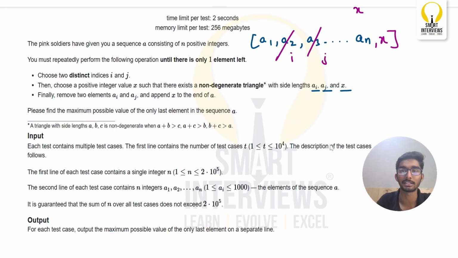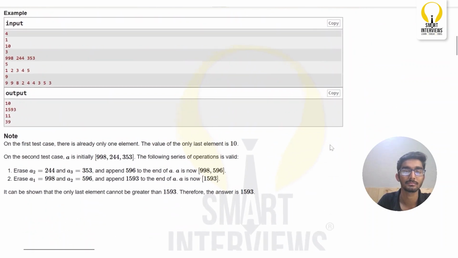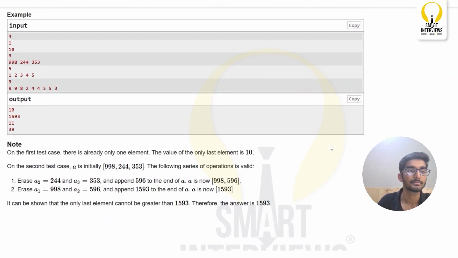Okay, let's see the sample test cases. Here you are given 4 test cases. The first line contains the size of the array. Then the only element is 10. So as the only element is 10, we need to print 10 as the output. Here you are having 3, that means 3 elements in the array. You can select any two elements, and you can add x and remove these two, where these two elements, array of i, array of j, and x, have to form a degenerate triangle.